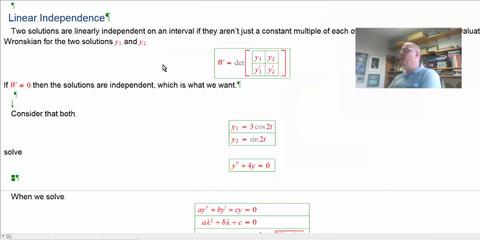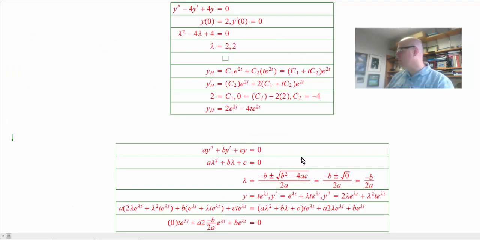Alright, now let's bring up the point of linear independence. These two solutions, e to the 2t and t e to the 2t, are two solutions to the differential equation, but I want them to be linearly independent solutions. The language of independence and dependence is lifted out of linear algebra. Two vectors are dependent when one is a constant multiple of the other, when they're parallel. So we don't want one solution to be a constant multiple of the other solution, like we had in the first case we did here.